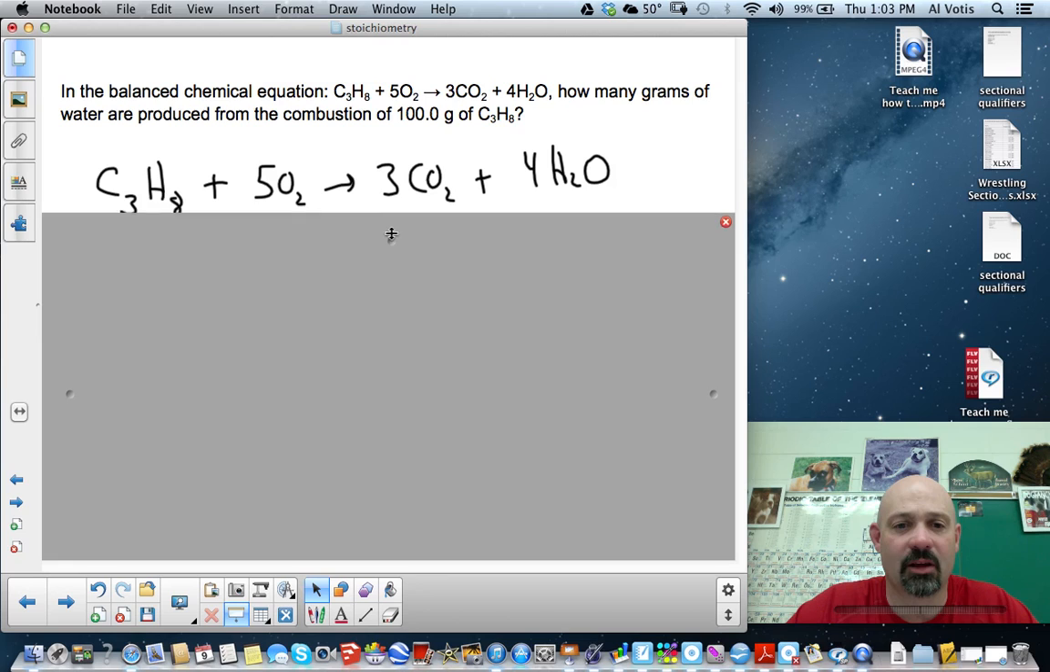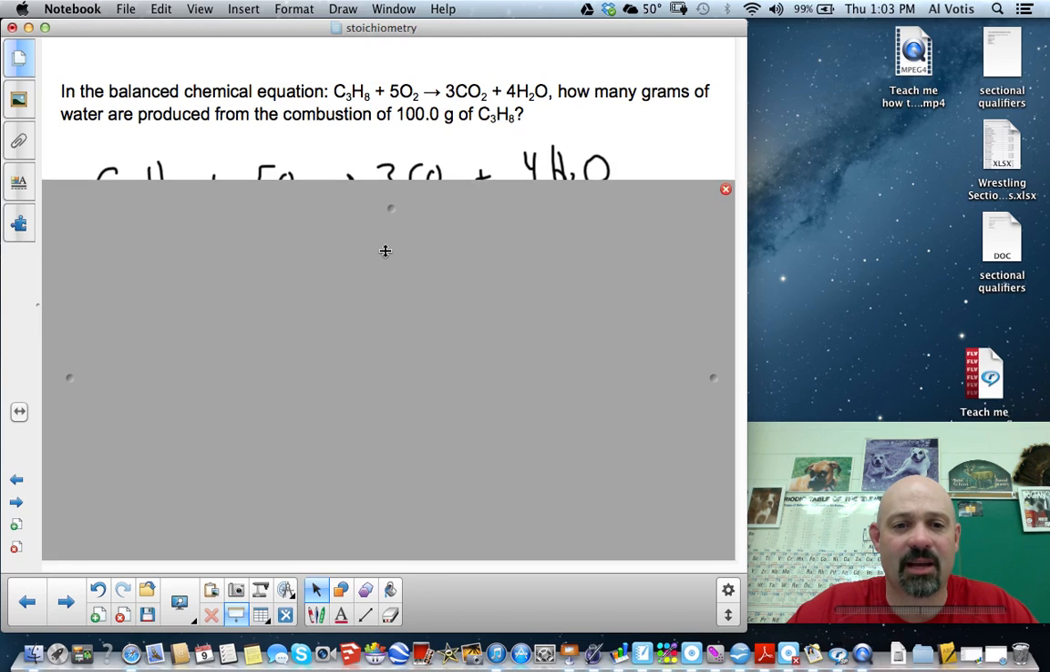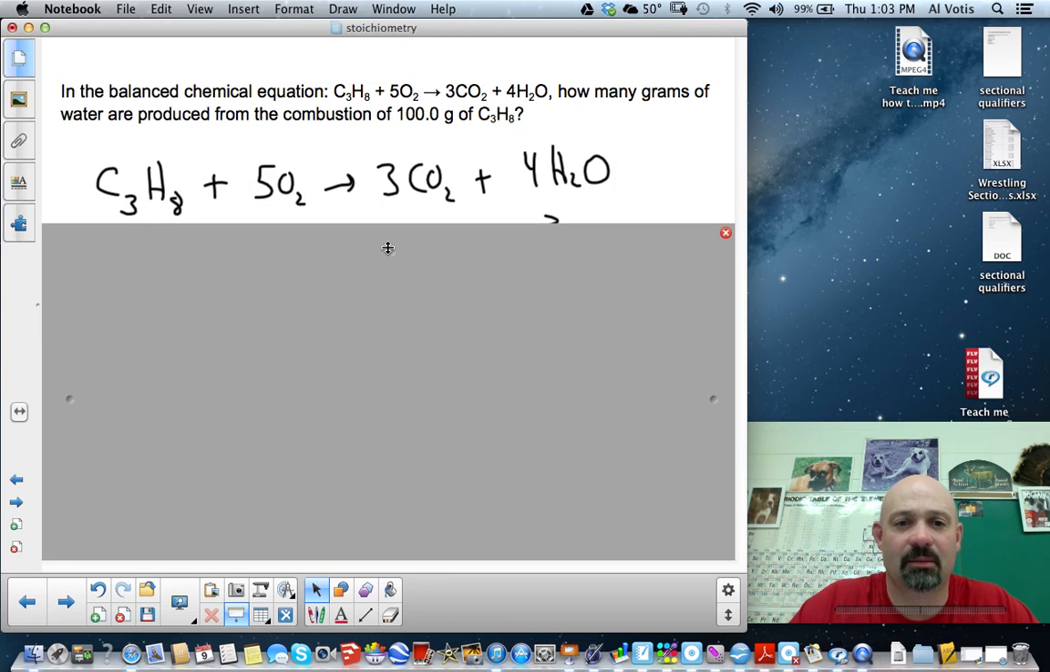So here's a problem. In the balanced chemical equation, C3H8 plus 5O2, which is propane plus oxygen, propane burns in the presence of oxygen to form carbon dioxide and water. How many grams of water would be produced from the combustion of 100 grams of propane? So if I burned 100 grams of propane, how much water could we form?